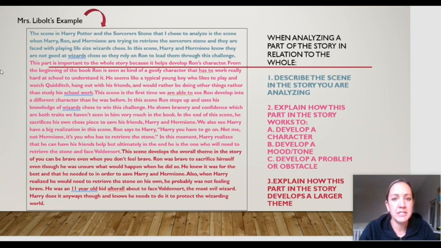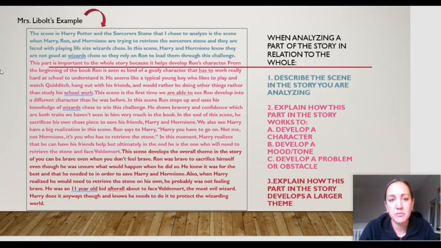So in my example, you'll see that I matched the success criteria color to the color of my response to make it a little bit clearer where each of those parts are in my response. So I'll go ahead and read that to you now. The scene in Harry Potter and the Sorcerer's Stone that I chose to analyze is the scene when Harry, Ron, and Hermione are trying to retrieve the Sorcerer's Stone and they are faced with playing life-size wizard's chess. In this scene, Harry and Hermione know they are not good at wizard's chess, so they rely on Ron to lead them through this challenge. This part is important to the whole story because it helps develop Ron's character.